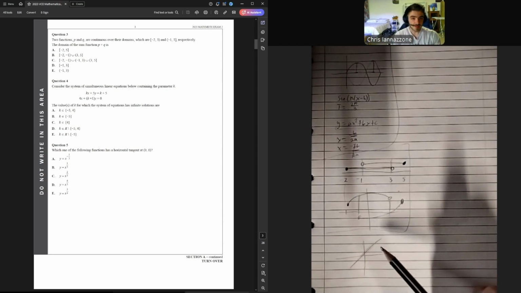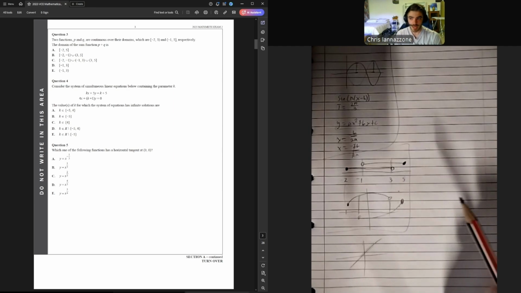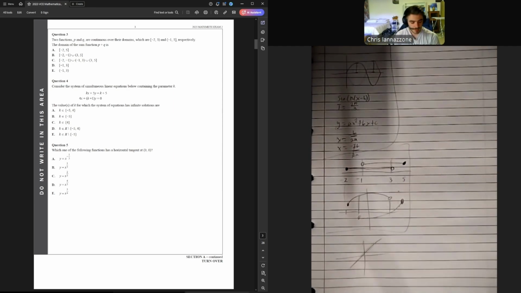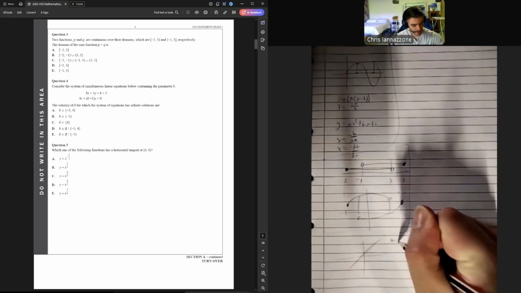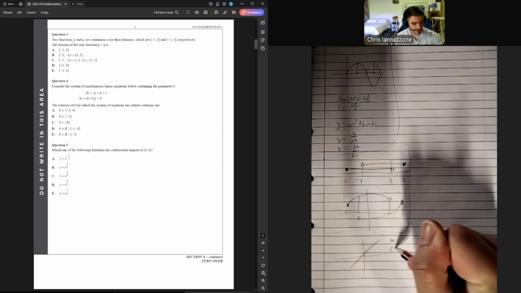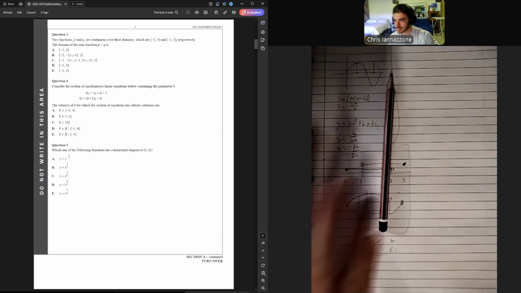So what that means is, if you want your equations to have infinite solutions, it basically means that you want them to be the same equation. Mathematically speaking, we only care about the fact that they have the same gradient and the same y-intercept. So you want the same m value and you want the same c value. So how do we achieve that?